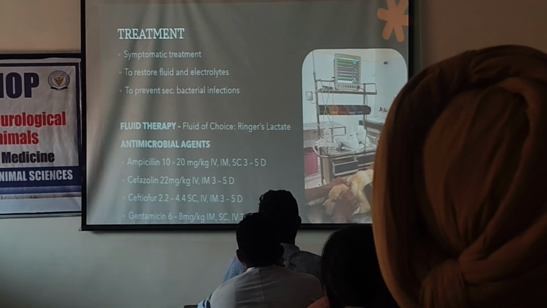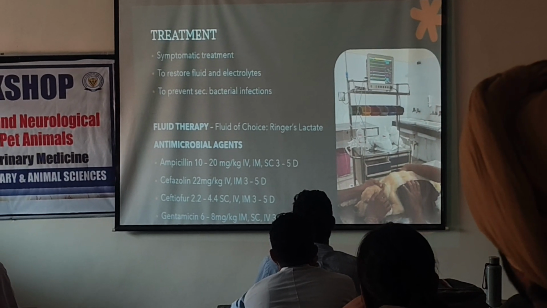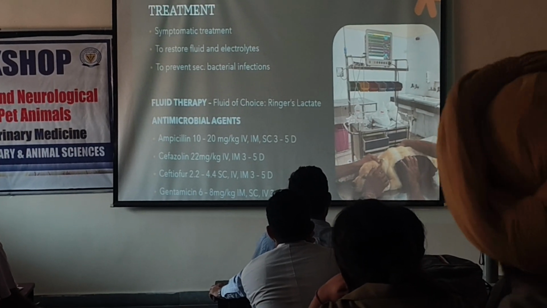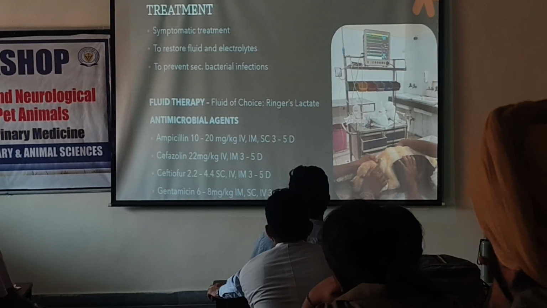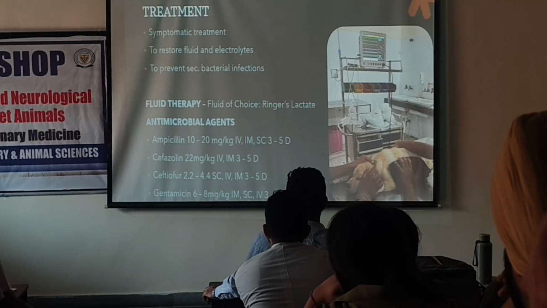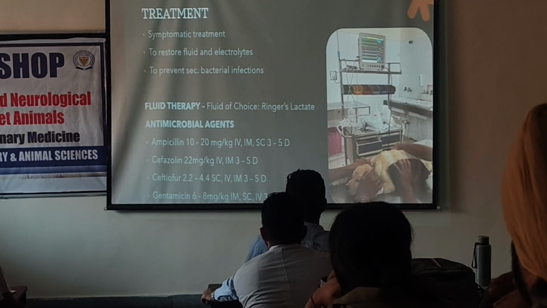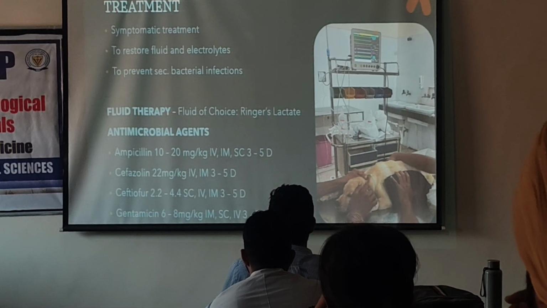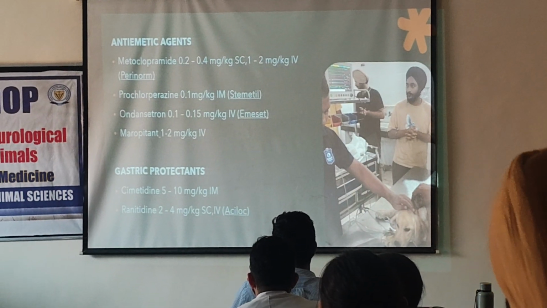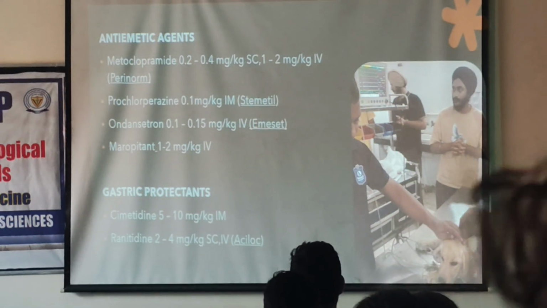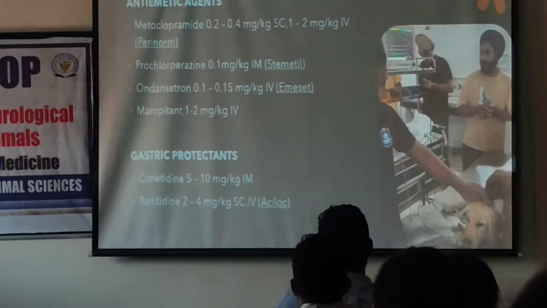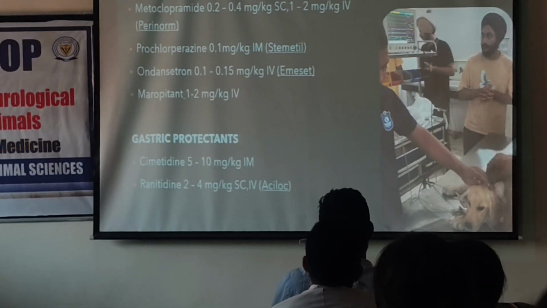In treatment, there is no specific treatment for parvo, so we give symptomatic treatment to restore fluid and electrolytes and to prevent secondary bacterial infection. For fluid therapy, the fluid of choice for parvo is Ringer's lactate solution. For antimicrobial agents we use ampicillin, gentamicin, ceftriaxone. As anti-emetics we use Neopeptine, ondansetron, metoclopramide. For gastric protection we use ranitidine and cimetidine.